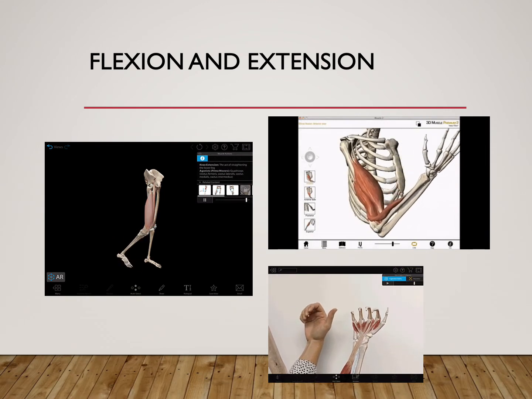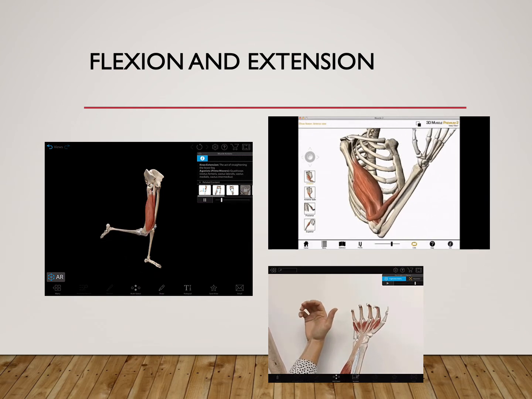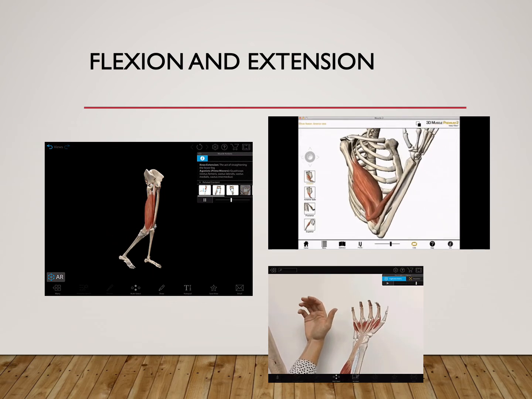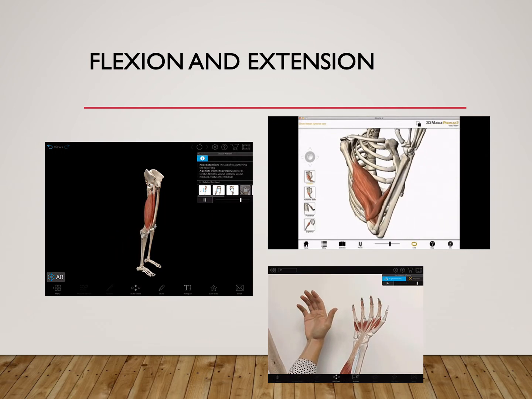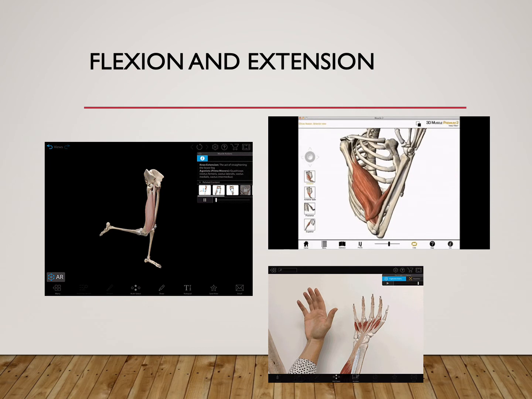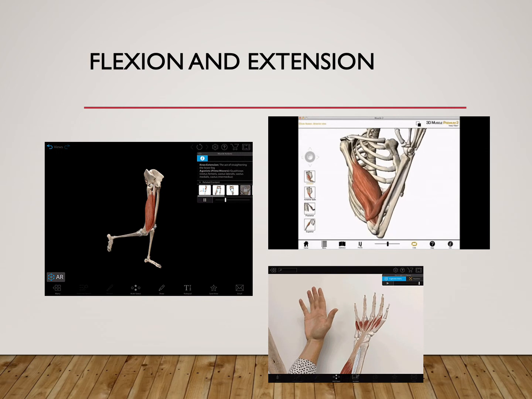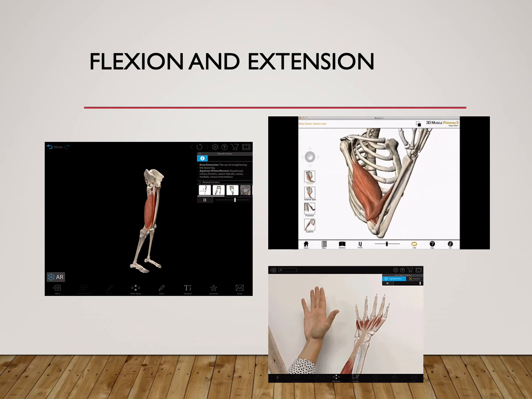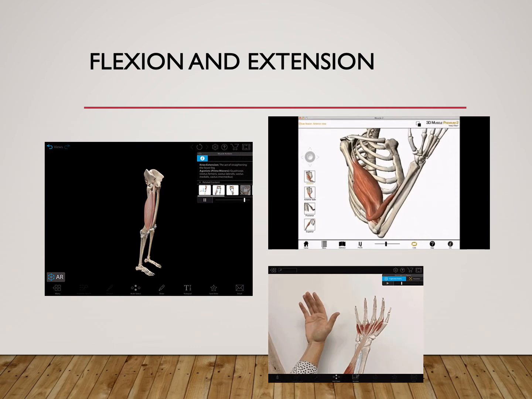Now let us look into flexion and extension. Flexion is pulling the bones close to each other, and extension is moving the bones apart, that is away from each other. Bending is flexion and returning straight is extension. In the pictures you can see flexion and extension of knee joint, that is caused by hamstrings and quadricep muscles. Then flexion and extension at elbow joint, that is caused by biceps and triceps muscles, and flexion and extension of hand and fingers.